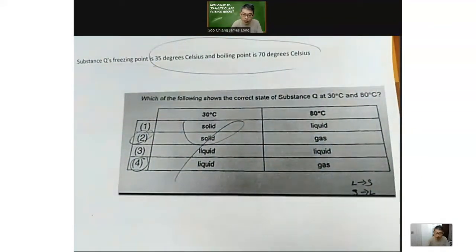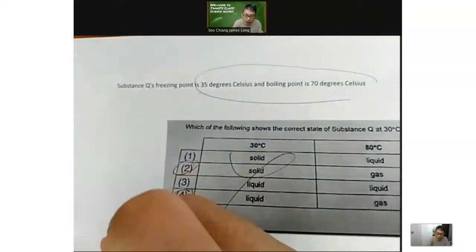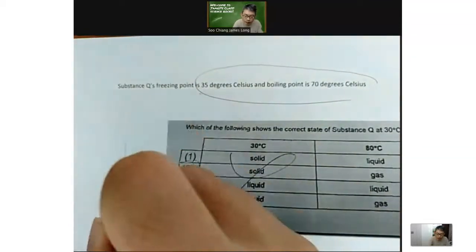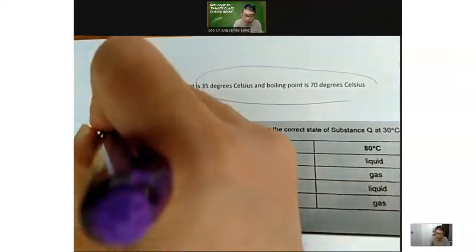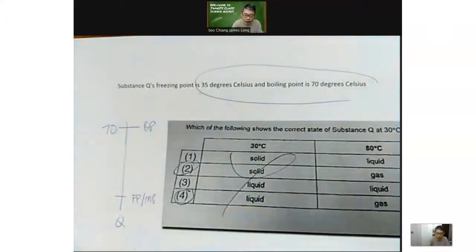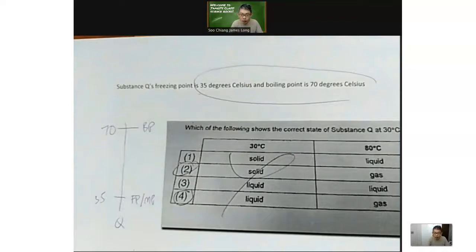So Q, I'll draw it here, okay? So Q, I have my freezing point, which is the same temperature as the melting point, as well as the boiling point. Now boiling point is 70 degrees Celsius and freezing point is 35 degrees Celsius. Clearly this substance is not water, which is fine, okay? We can give you questions that are not water as well.